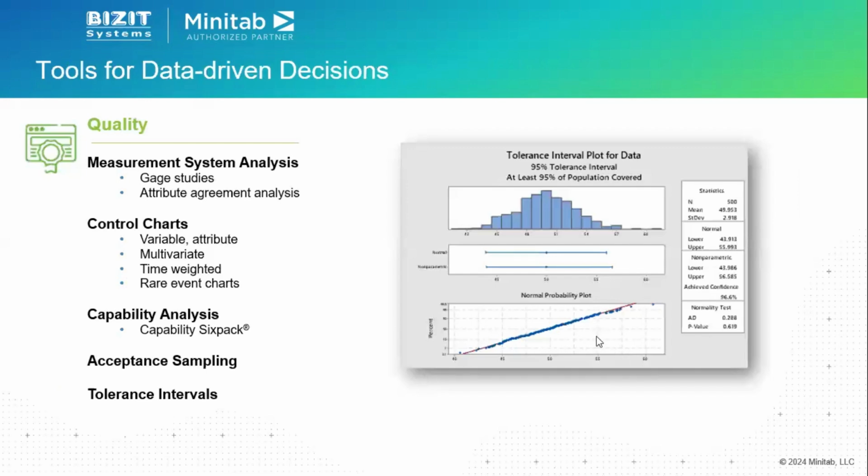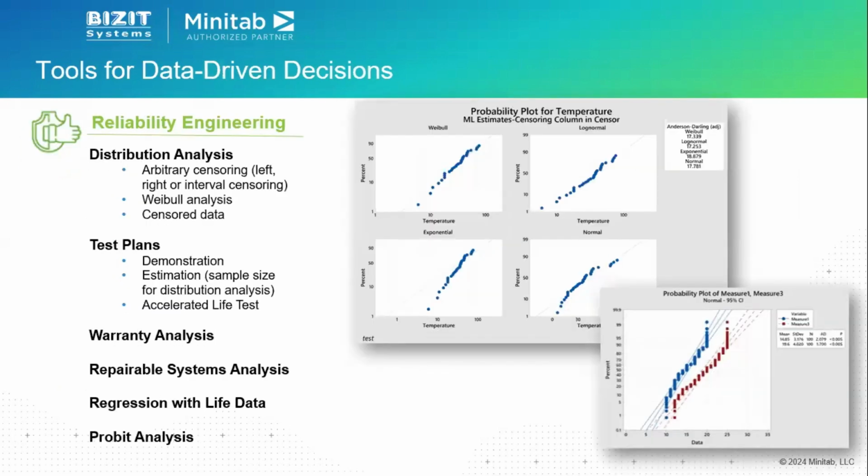So the tools available in Minitab statistical software, I think most of what we know about Minitab is regarding the quality side. It's something like MSA, control chart, capability, tolerance interval, and so on. We also have reliability engineering. For those who want to study about the MTTF, that is one of the tools that is good for you to study reliability engineering. It will support you in terms of output and so on.